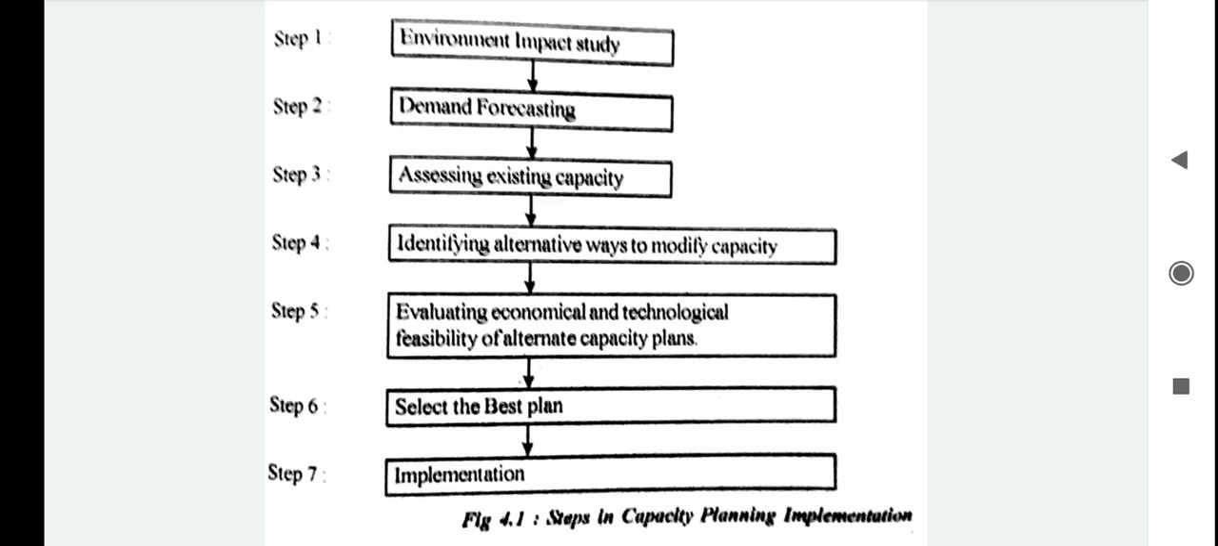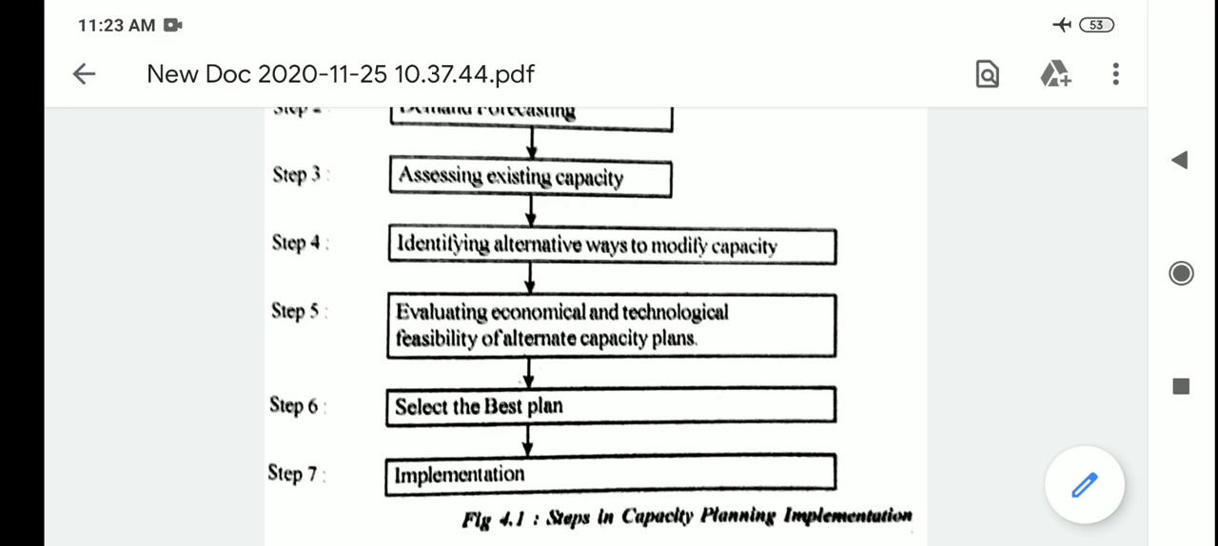Next we move on to steps in capacity management. Here there are 7 steps. The first one is environment impact study. The second step is demand forecasting. The third is assessing the existing capacity. The fourth is identifying alternative ways to modify the capacity. The fifth is evaluating the economic and technological feasibility of alternative capacity plans. The sixth is to select the best plan. The last one is implementation. These are the 7 steps involved in capacity management.